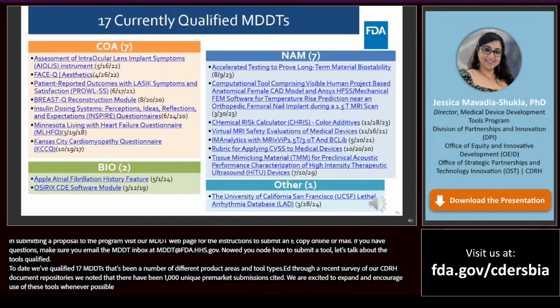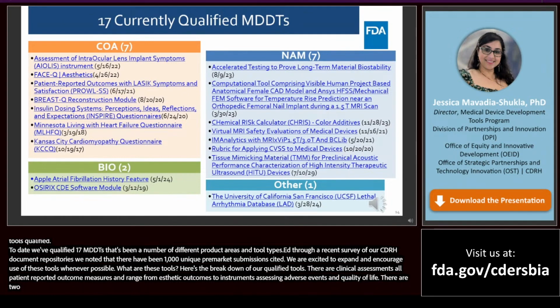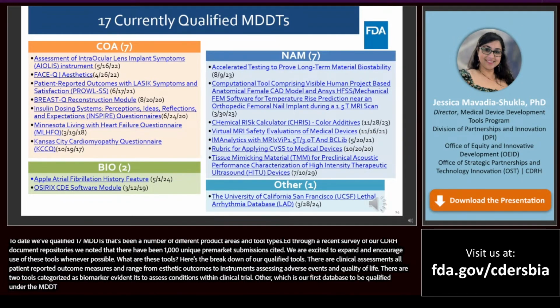So what are these tools? Here's the breakdown of our currently qualified tools. There are 7 clinical outcome assessments, all of which happen to be patient-reported outcome measures. And these tools range from instruments for aesthetic outcomes to instruments assessing adverse events from ophthalmic interventions and assessments of quality of life. There are 2 tools categorized as biomarker tests, one of which includes wearable technology to assess conditions within the context of a clinical trial. 1 tool under the category of Other, which is our first database to be qualified under the MDDT program, and 7 non-clinical assessment methods ranging from material characterization methodology, MRI safety assessment, and phantoms.